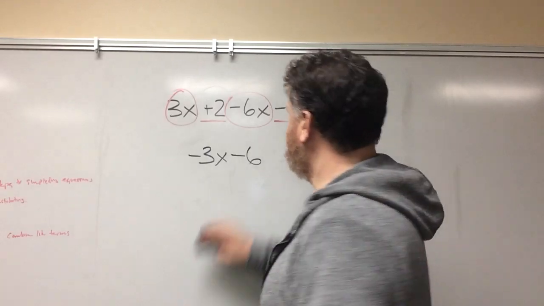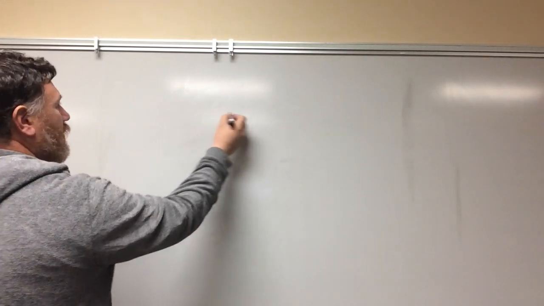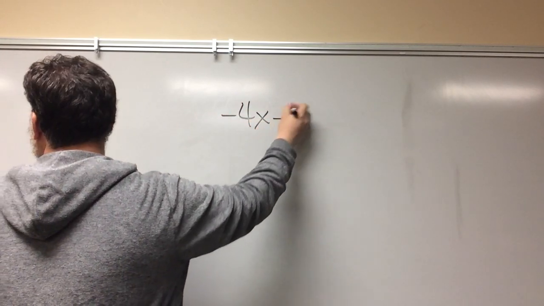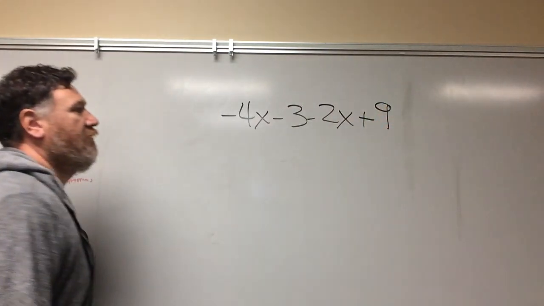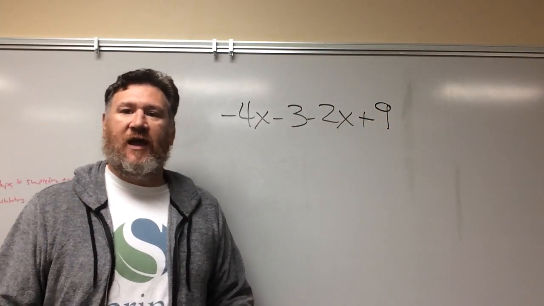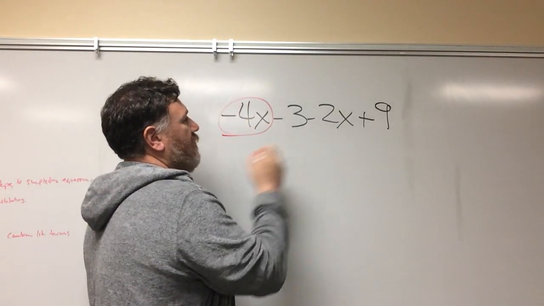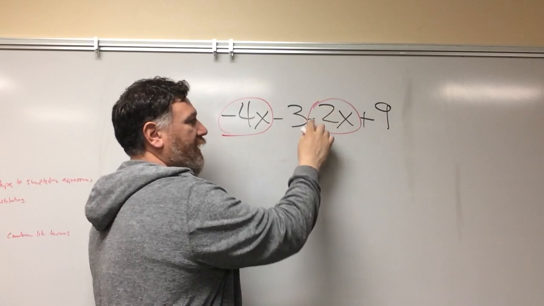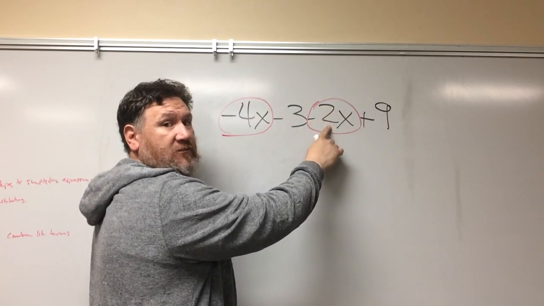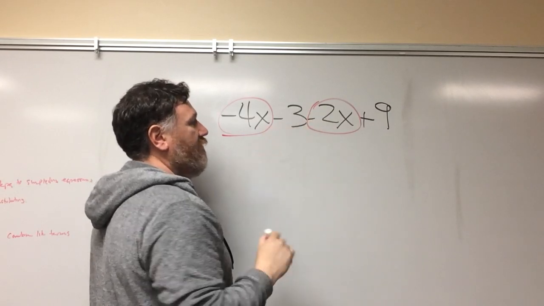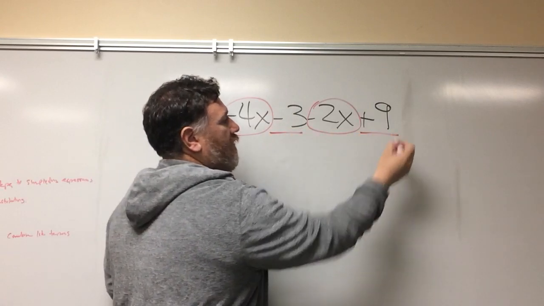Let's try another example. Negative 4x minus 3 minus 2x plus 9. Things that I can put together and pair up: my x's. Again, don't forget that this symbol goes with the 2x, making it negative 2x. And I can put my numbers together.